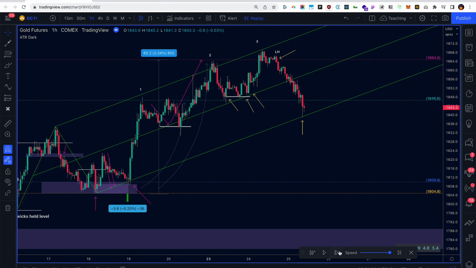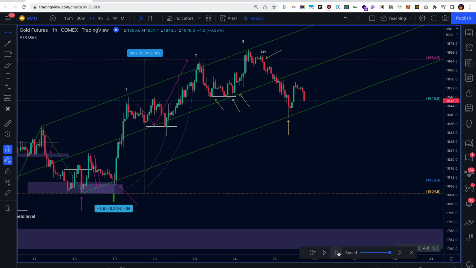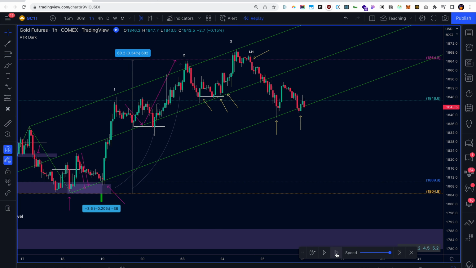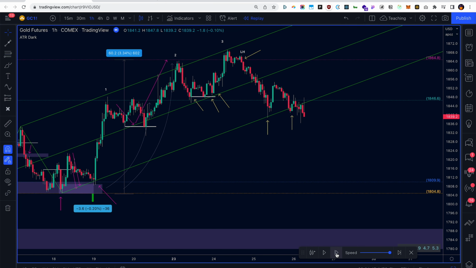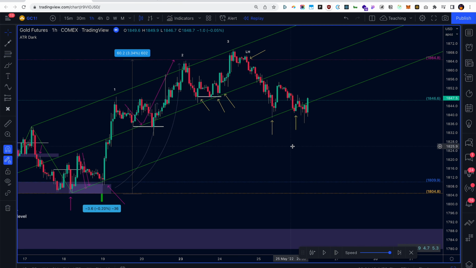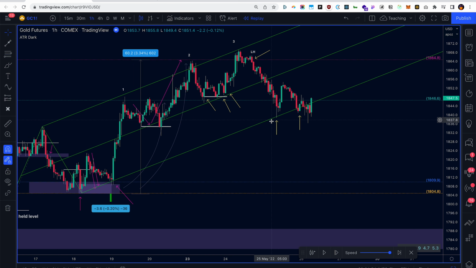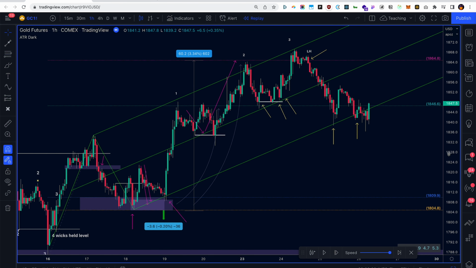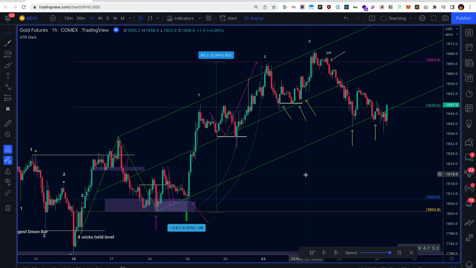Now let's play this out. There's another test of the lower parallel of the modified pitchfork. And for me, this completes the trade. I will go into another lesson on this in a bit, but there is another trade here, so we could talk about that later. But that sums up how I trade Fibonacci and modified pitchforks.